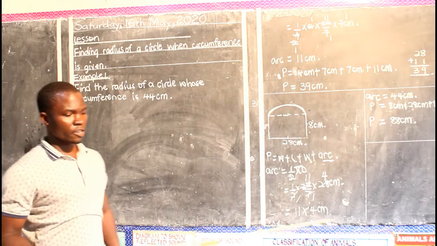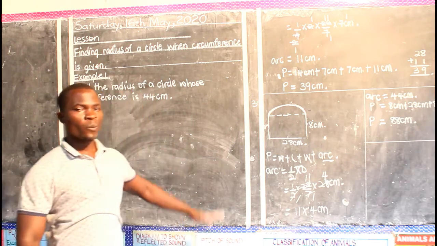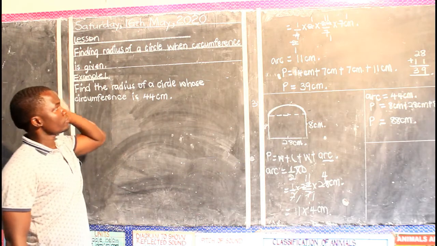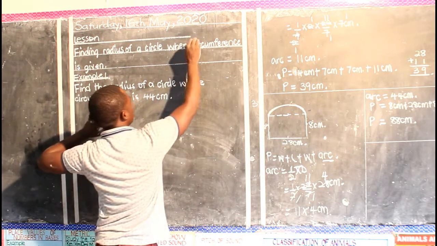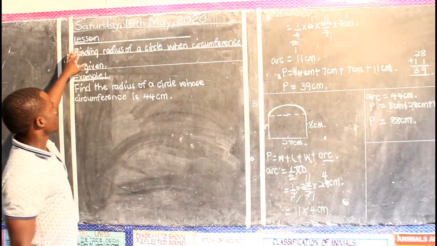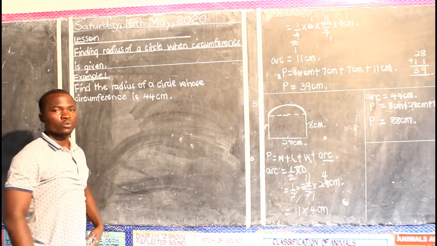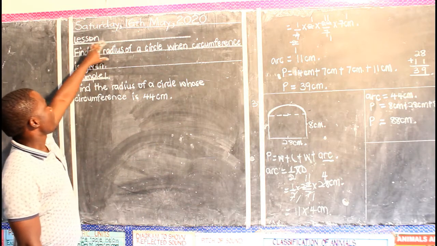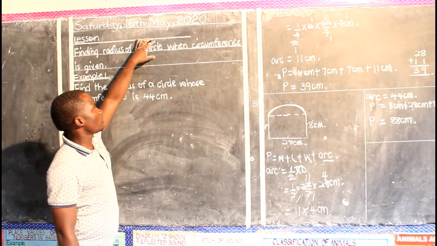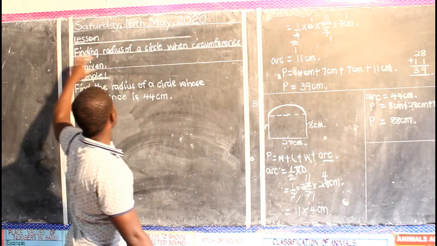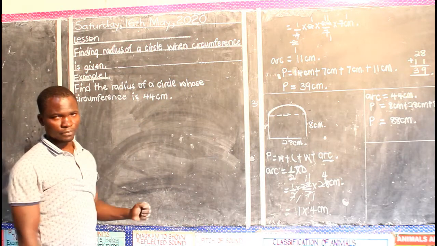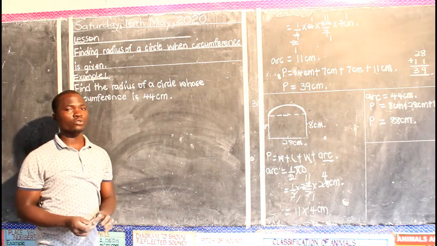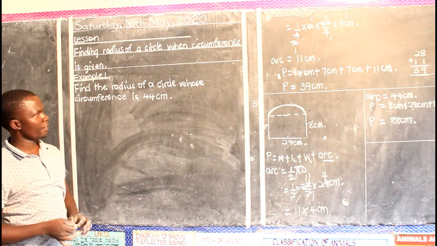Boys and girls, here we are. This is what we are going to look at today. We are going to look at this. And our simple subheading is finding radius of a circle when circumference is given. So we shall straight away come to our example 1.